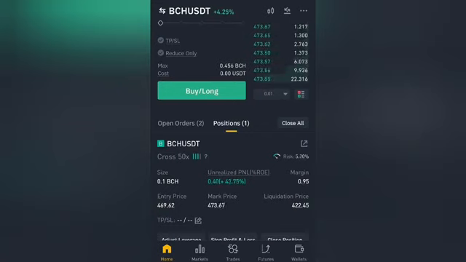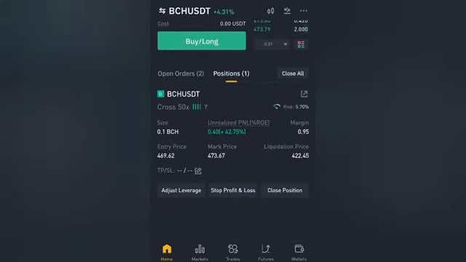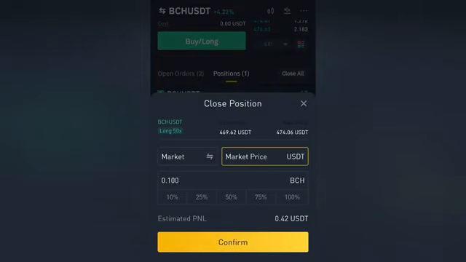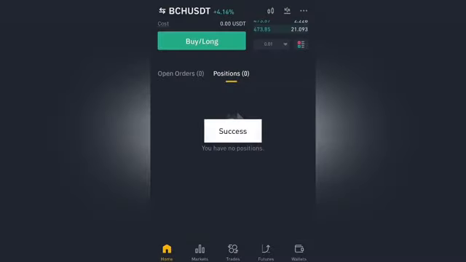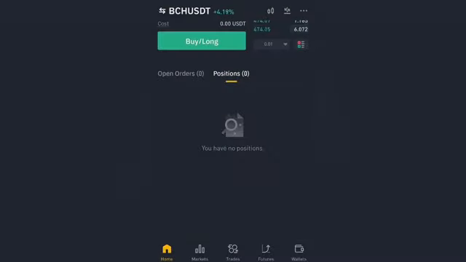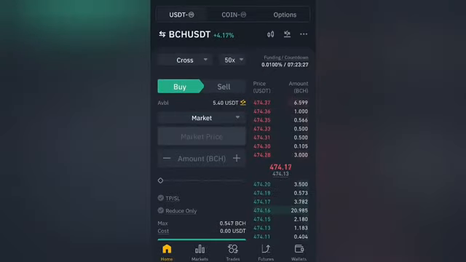Now let me close this trade. I'm going to show you something else. Now if you want to close this trade, you just click on close position. I'll just click on confirm. It will close on market price. Confirm sell. Now when I close my position, as you can see, all pending orders would be closed. Now as you can see, my pending orders are closed, and my money is present in my wallet. Let us transfer back our full amount.